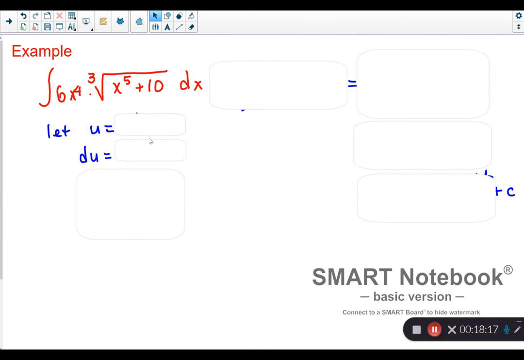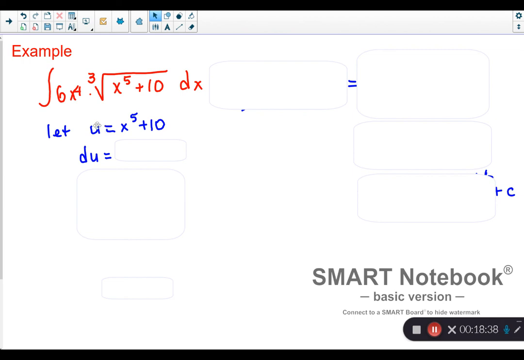So let u be equal to, I'm going to let u be this quantity x to the 5 plus 10. I can mentally do a check. The derivative here is 5x to the 4 dx, and there's already x to the 4 dx, so I know that will be a good candidate to be a u, and the problem is solvable with u substitution.